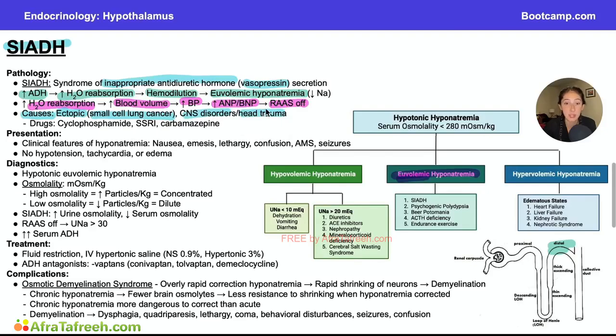Other things that might cause inappropriate antidiuretic hormone secretion are CNS disorders or head trauma. That makes sense. If you have damage either to the hypothalamus that is creating ADH, or you have damage to the posterior pituitary where it's going to be stored, that could release a ton of ADH into secretion and cause your syndrome of inappropriate antidiuretic hormone secretion.